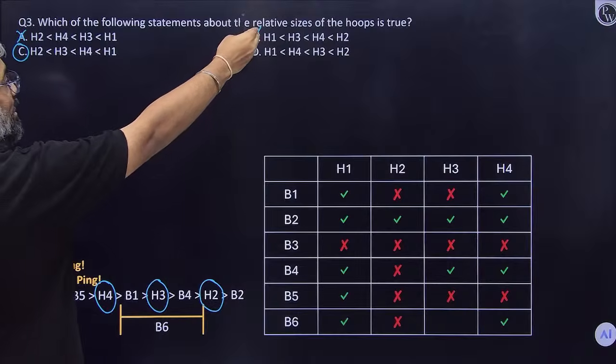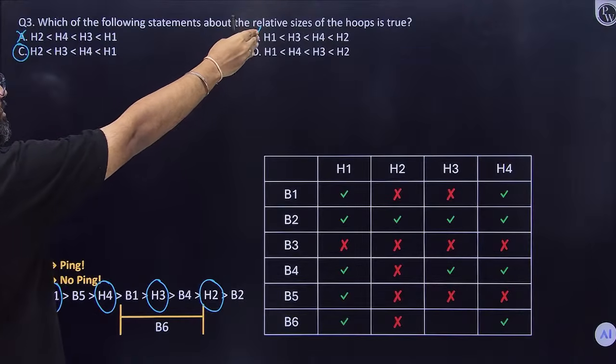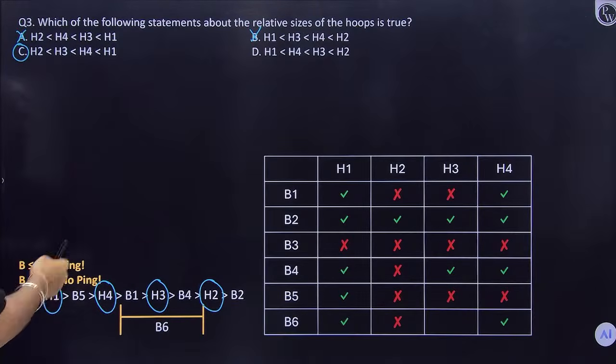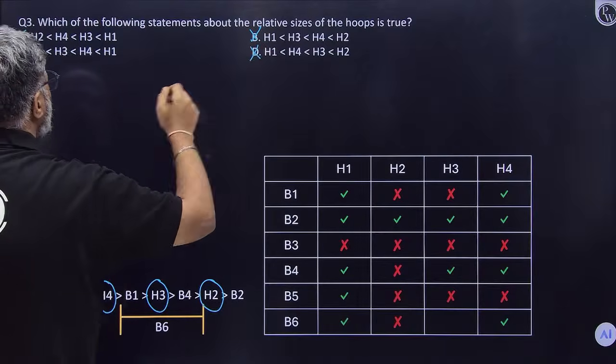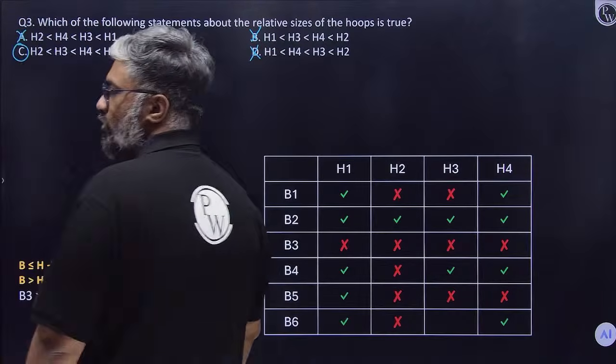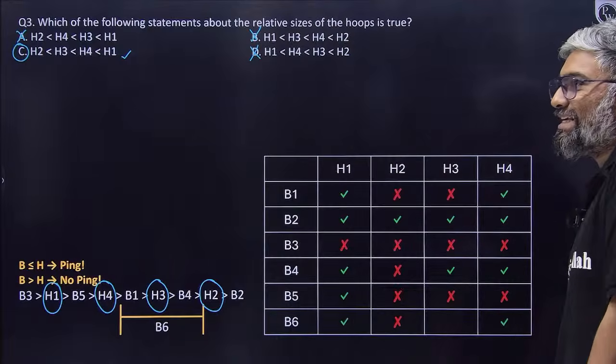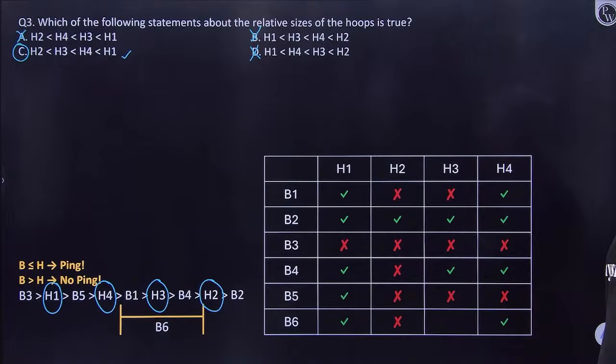This one says H1 is the smallest. H1 is not the smallest, H1 is the largest. Yeah, we have to read it like that. Again, H1 is the smallest. No. Option B. Let's go. Sorry, option C. Yes. Then people who are saying D, please check, guys.